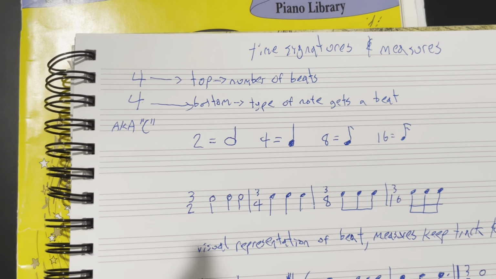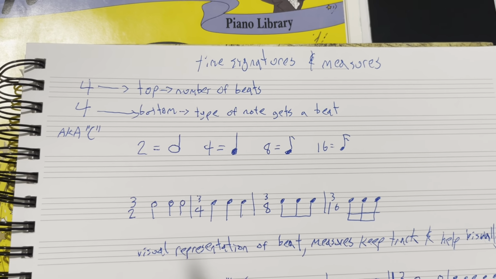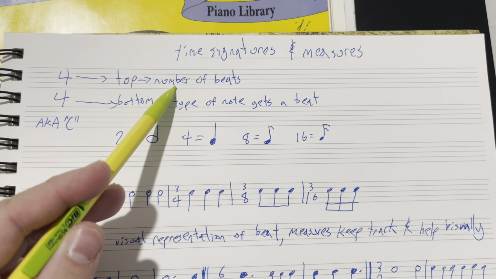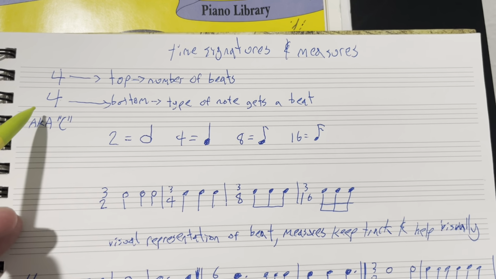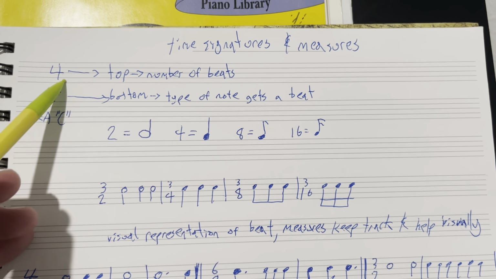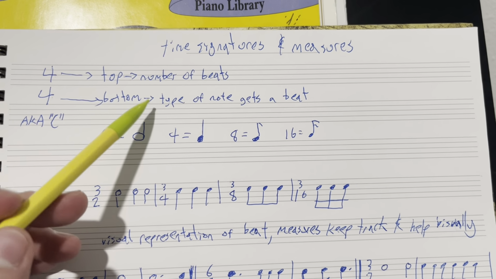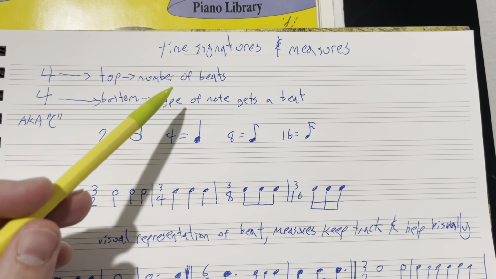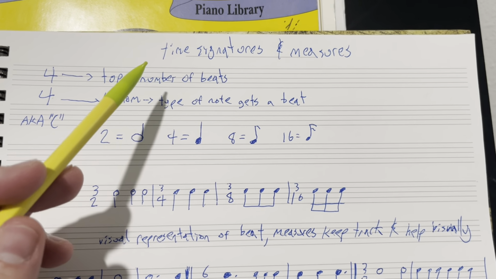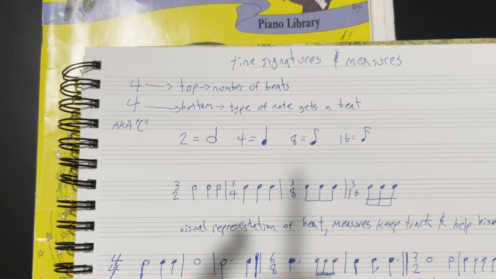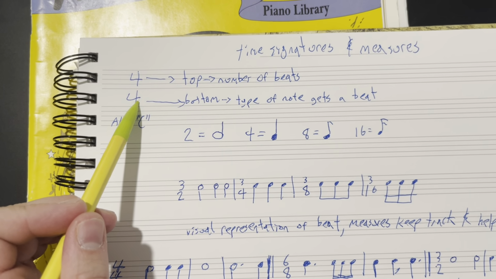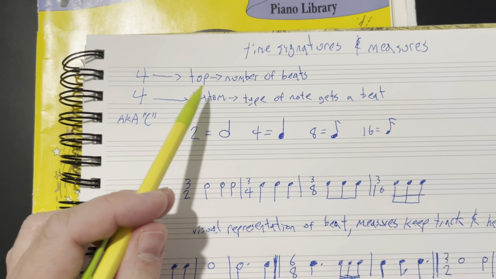What does the bottom mean? It's pretty easy to explain that the top number here just means the total number of beats in a measure. Then the bottom number is what type of note gets a beat, like what type of note visually represents a beat. A beat is just a steady pulse in music. So depending on what's in the bottom, a beat can be represented in many different ways.